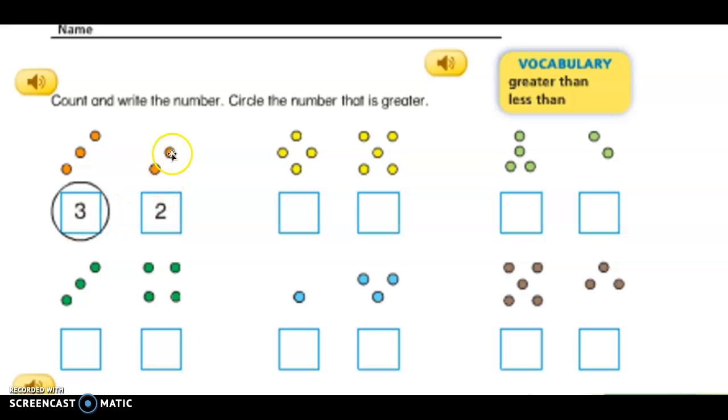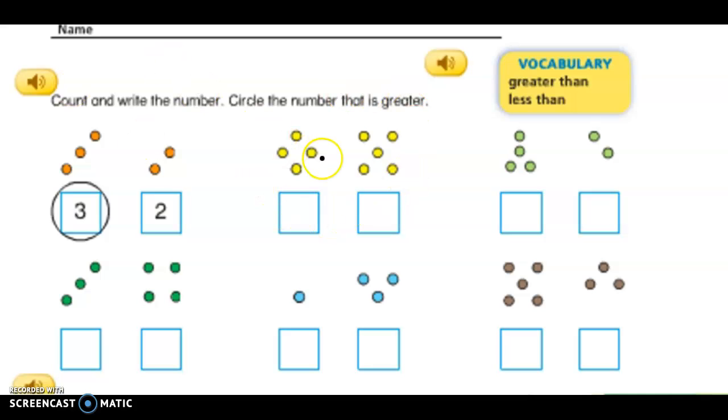Then we count up on this side and we write the number 2 in the box, right? We have 2 circles, so we have 2 here. Now in the directions, they are asking us what number is greater and to circle it. So looking at 3 and 2, what number is greater? Which one has more? The 3, so they circled it for us. Let's go ahead and try one together.